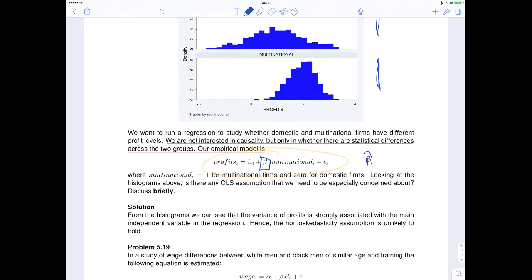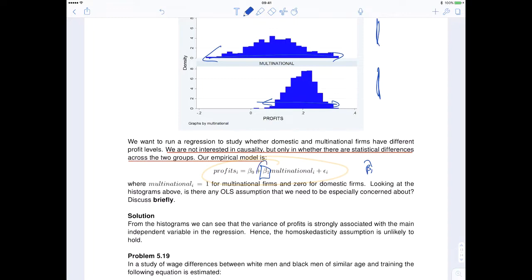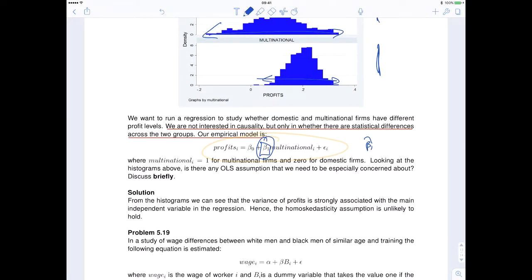That there is homoscedasticity. In this graph, you can clearly see that domestic have a much higher variance than multinationals, which means that homoscedasticity will not hold, which means that your standard errors will be incorrect, which means that your t-tests will also be incorrect, which means that it's not a valid test procedure anymore when you assume that you had homoscedasticity. So you have to assume heteroscedasticity for this to work.